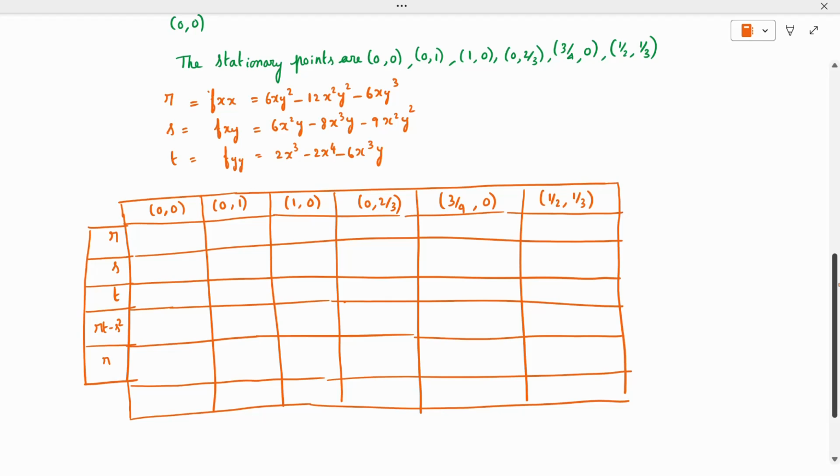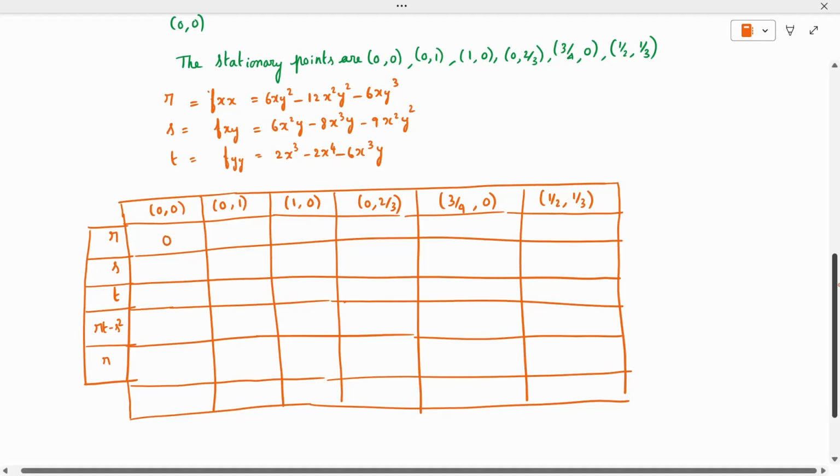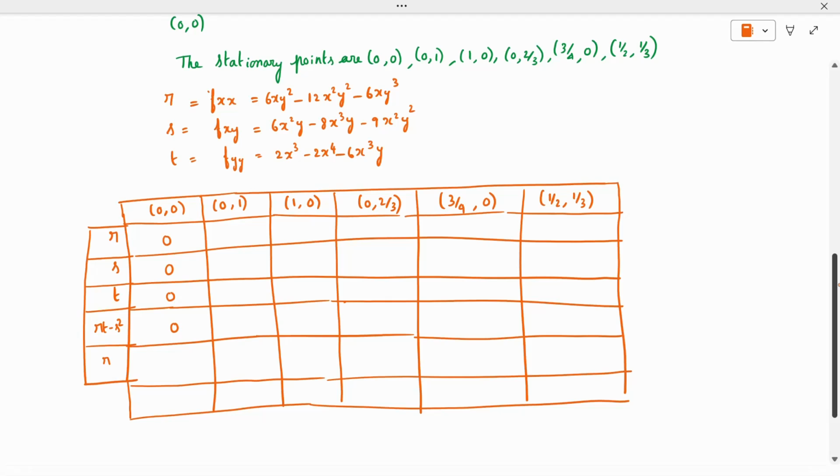So now first R at 0 comma 0. Everything is 0, when I calculate it is 0 only. S also, every x and y is 0, so it is 0. T also, every variable is 0, so 0 only. So RT minus S squared is 0. R we do not need now. R only when it is less, we need to calculate, that we will check.